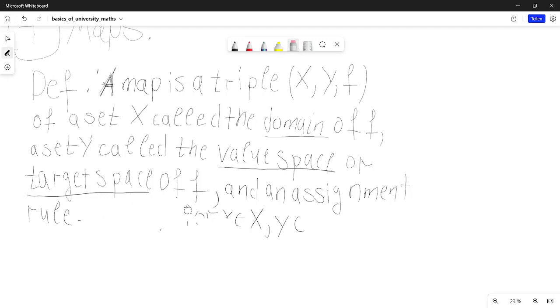And an assignment rule. Recall the quantifiers: for each x element of x, and recall this one, that meant there exists exactly one y element of y.